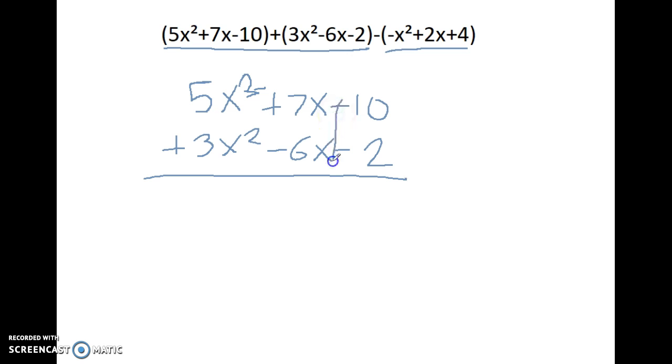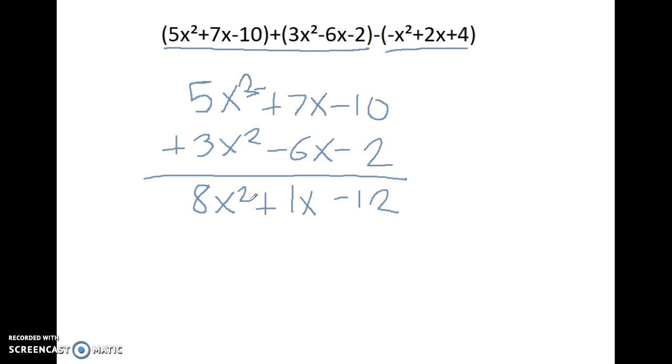So we first look at this column. Negative 10 plus negative 2. That's negative 12. Then the second column, positive 7x minus 6x is positive 1x, which is just x, but I'm going to write 1x for what we're doing here. And then we have 5x squared plus 3x squared, which is 8x squared. Okay, so we're just taking the polynomials and adding their like terms.